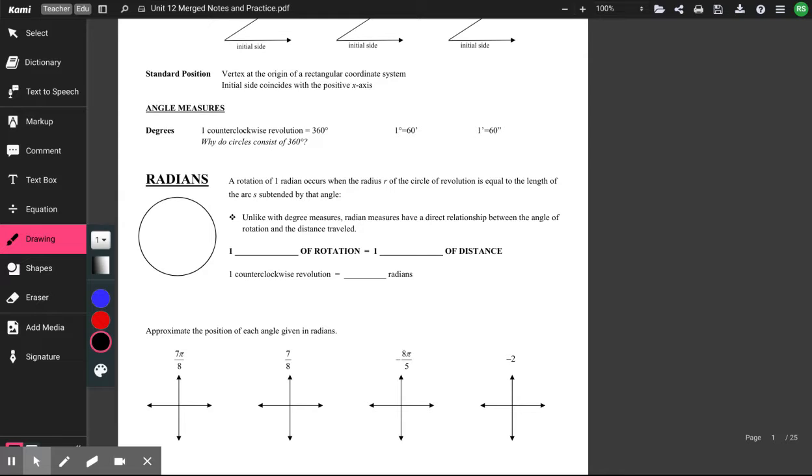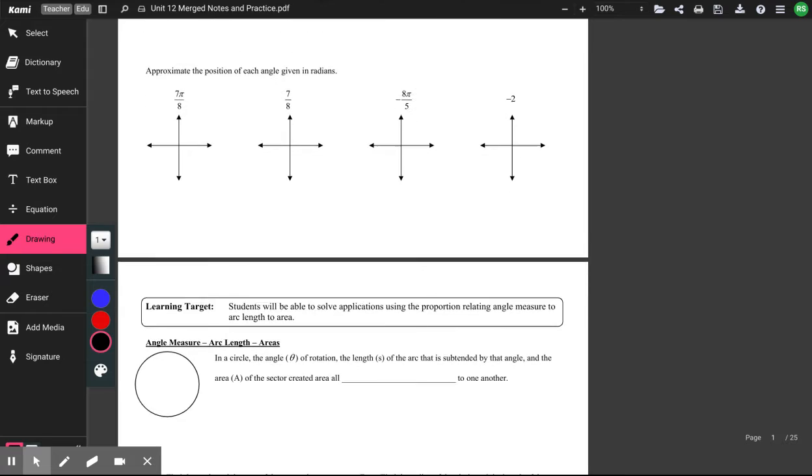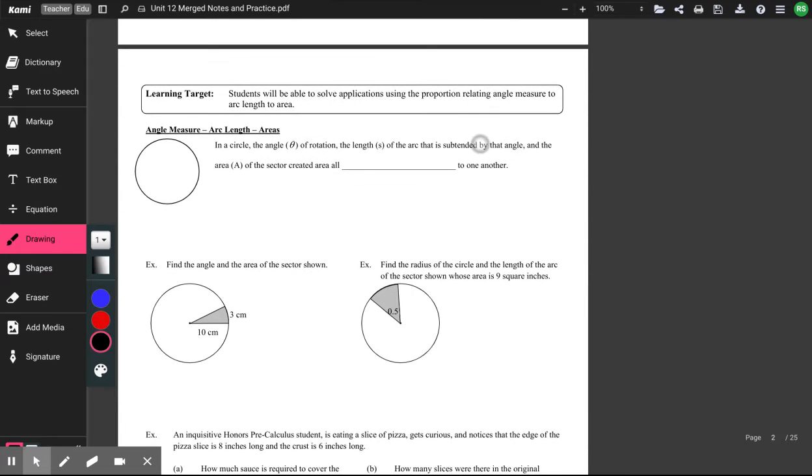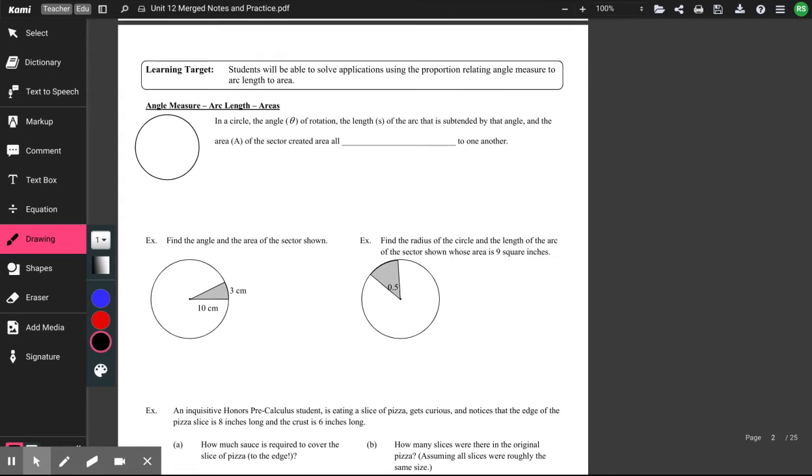A rotation of 1 radian occurs when the radius r of the circle of revolution is equal to the length of the arc s subtended by that angle. So we really hammered home that idea of a radian, which allows us today to focus on being able to solve applications using proportions relating to angle measures and arc length in terms of the area.